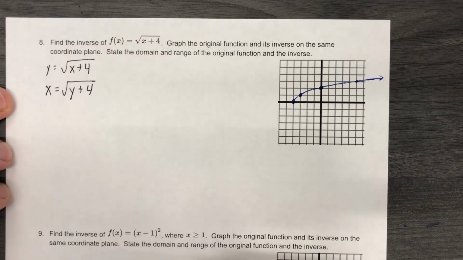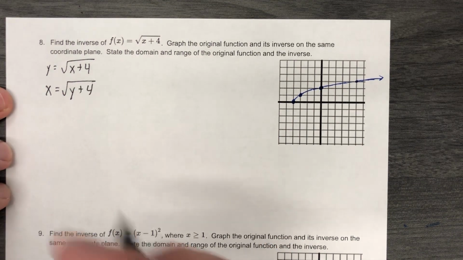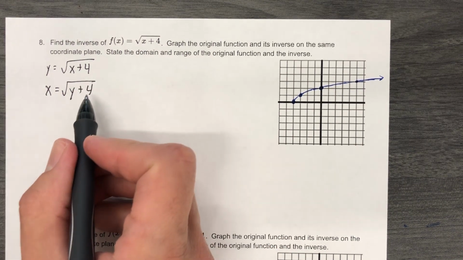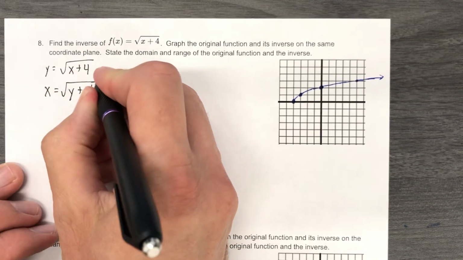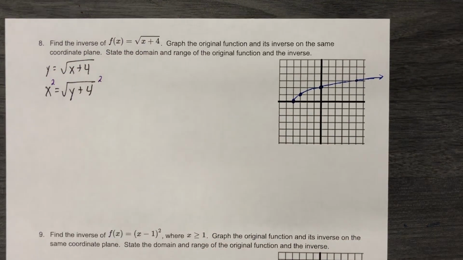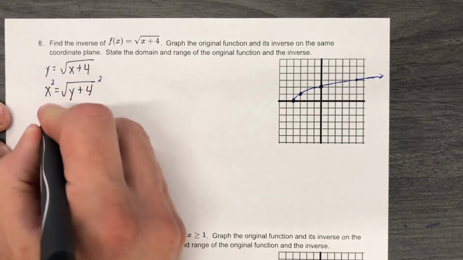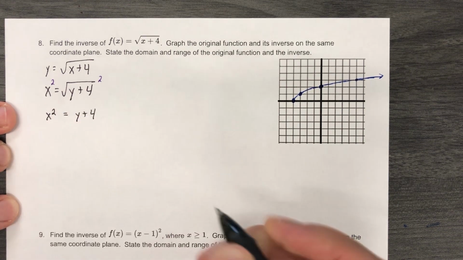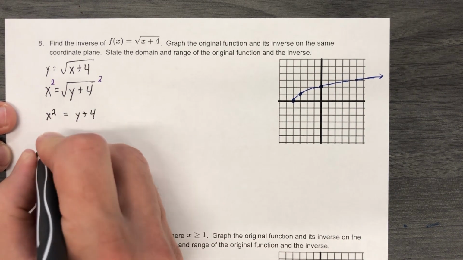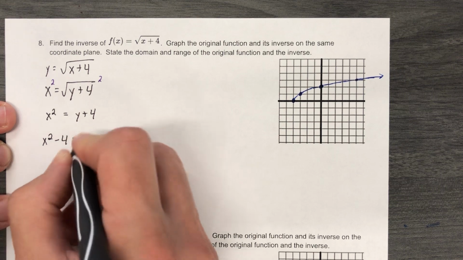Okay, cool. Now we're going to solve this for y, and you might be tempted to subtract 4. You can't do it yet. It's under the radical. So instead, let's undo a square root, and we will undo the square root by squaring this side and squaring this side. That means that we have x squared equals y plus 4. And then we're going to subtract 4 from both sides. So we're going to have x squared minus 4, and that's equal to y.